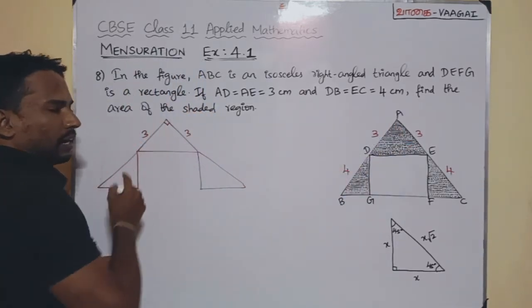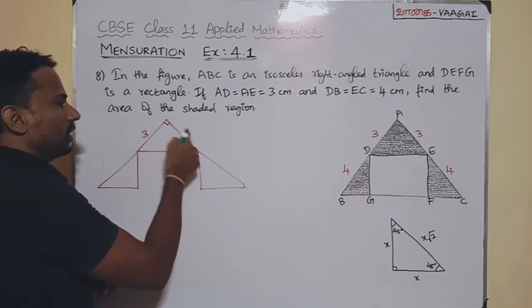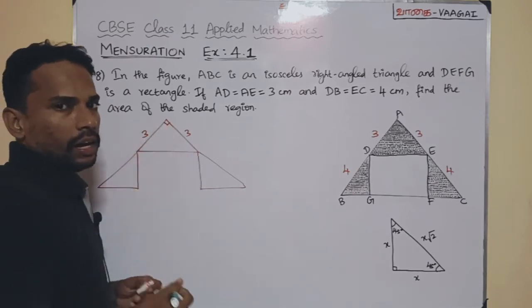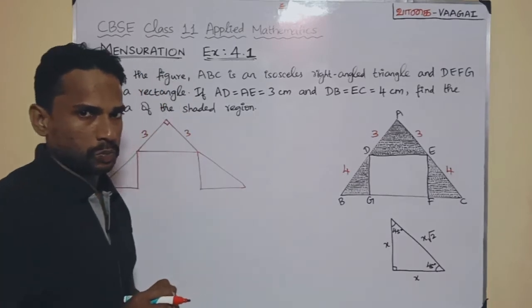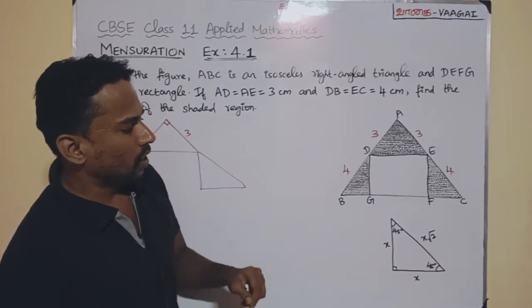Same way, this angle will be 90 degrees, because the angle that you see between the two equal sides is 90 degrees. Is it or not? Now let's use this property. Okay, fine. Yes. Now let's use this property.